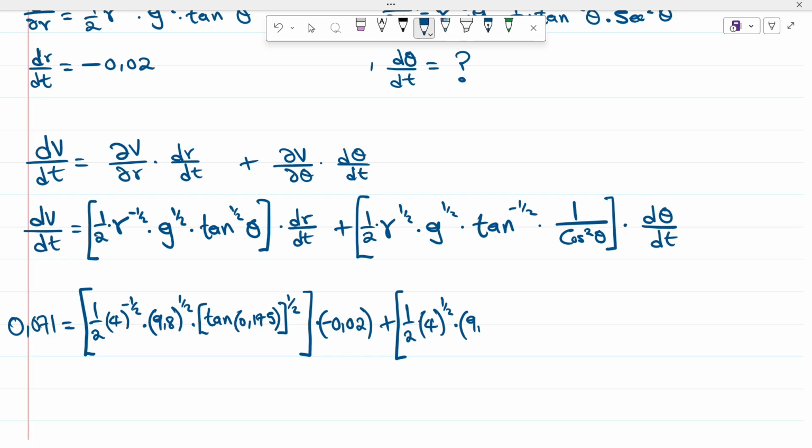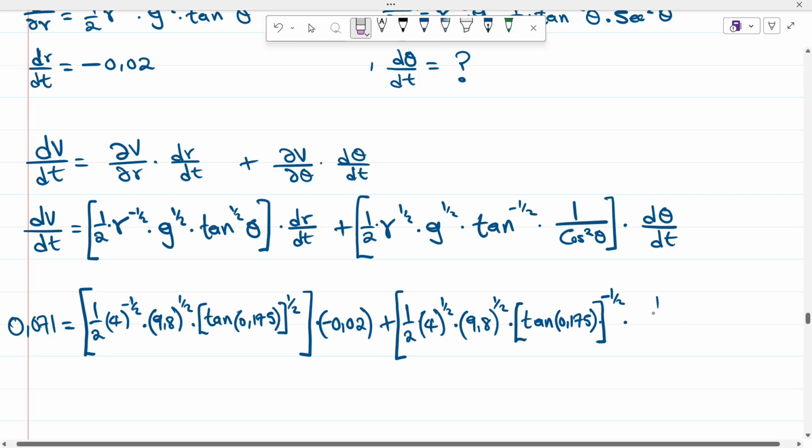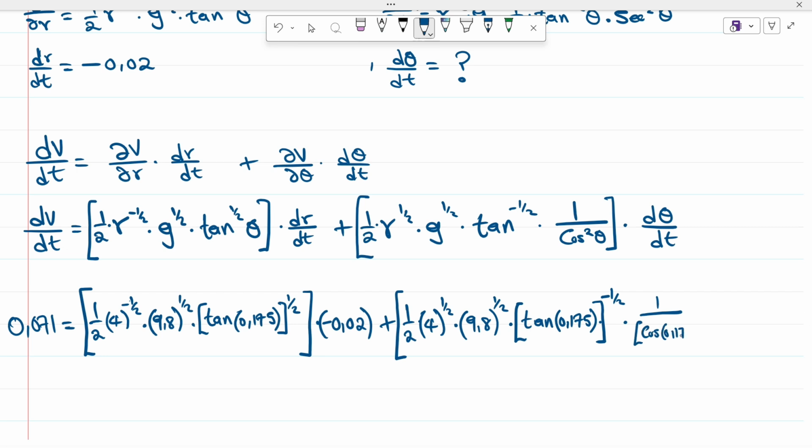multiplied by g, which is just 9.8 to the power positive half again multiplied by tan of 0.175 to the power of negative half to the power of negative half multiplied by 1/cos. So cos of 0.175, and then this is squared, and then multiplied by the theta dt, just like that.